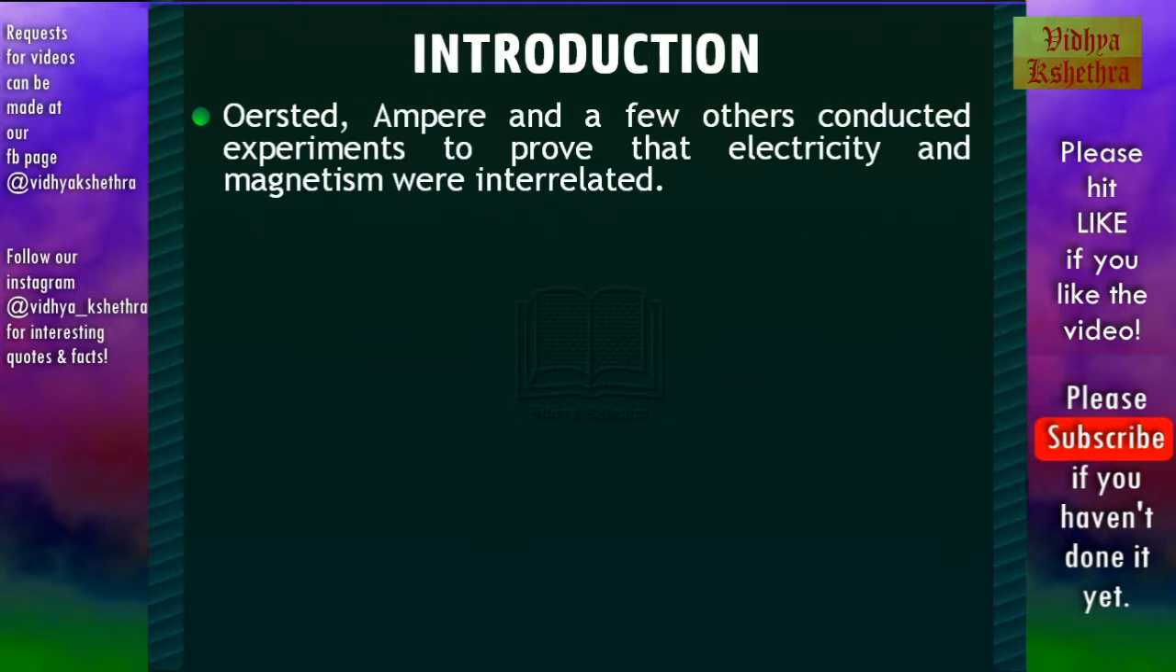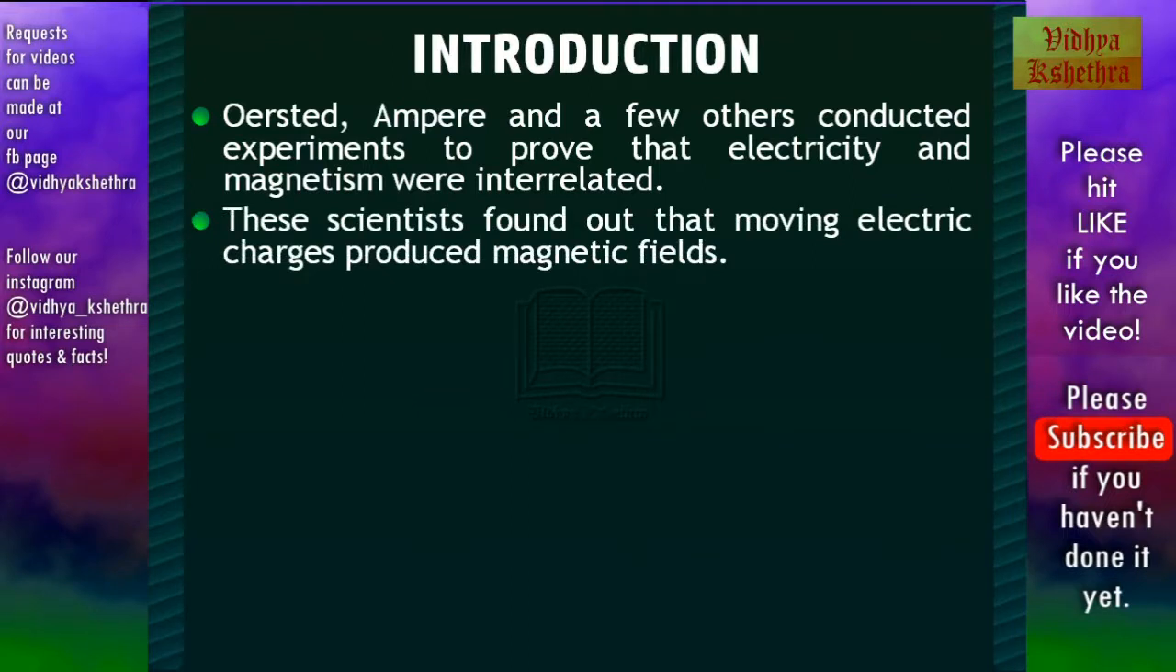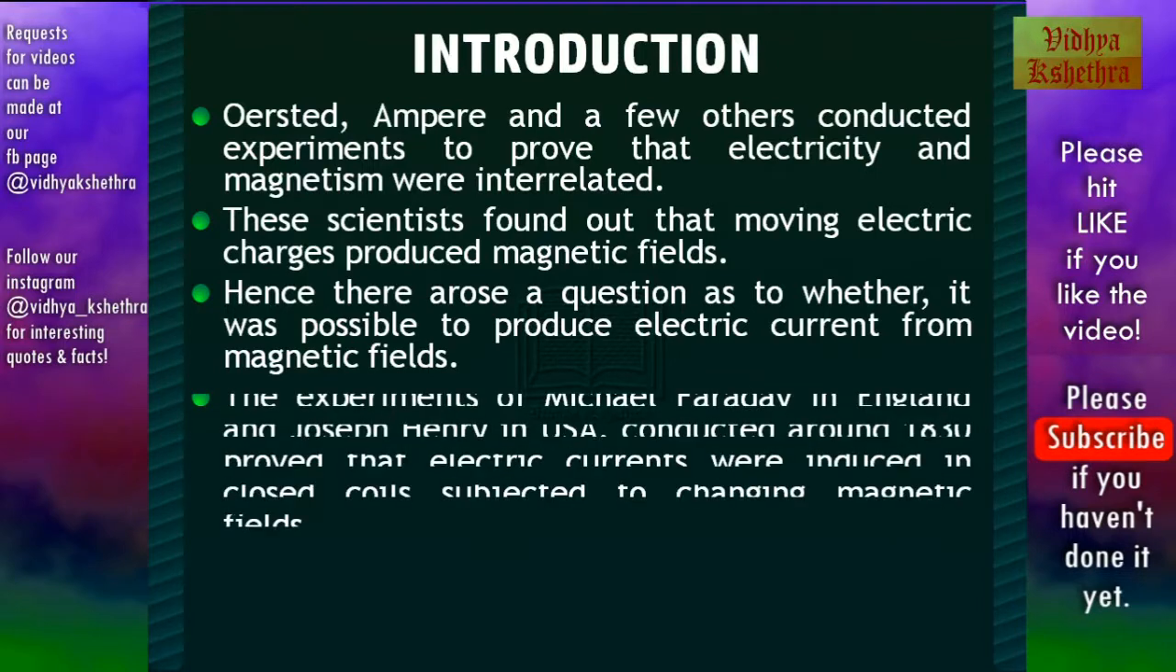Oersted, Ampere and a few others conducted experiments to prove that electricity and magnetism were interrelated. These scientists found out that moving electric charges produced magnetic fields. This led to the question as to whether it was possible to produce electric current from magnetic fields.